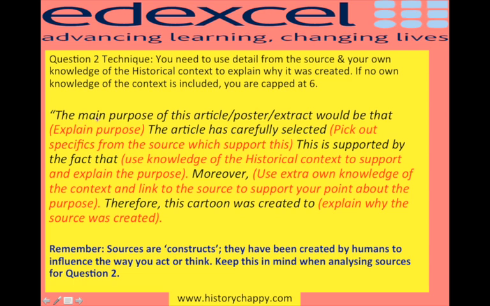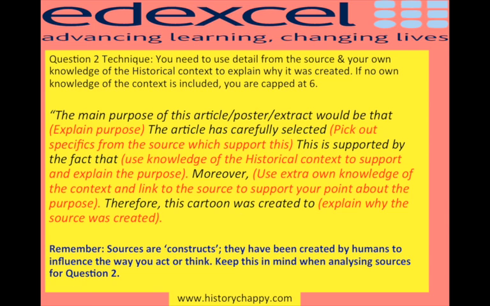So this is how I'd structure it. The main purpose of the article, post or extract, whatever type of source it is, would be that, explain the purpose there. The article was carefully selected, so here you need to forensically extract something from the source which supports why it was made. This is supported by the fact, again, you use some of your own knowledge, so link your own knowledge here to the specific part of the source that explains the purpose. Moreover, reinforce that. Therefore, the source was created to... There you go. So you don't necessarily need more than 1 paragraph here.